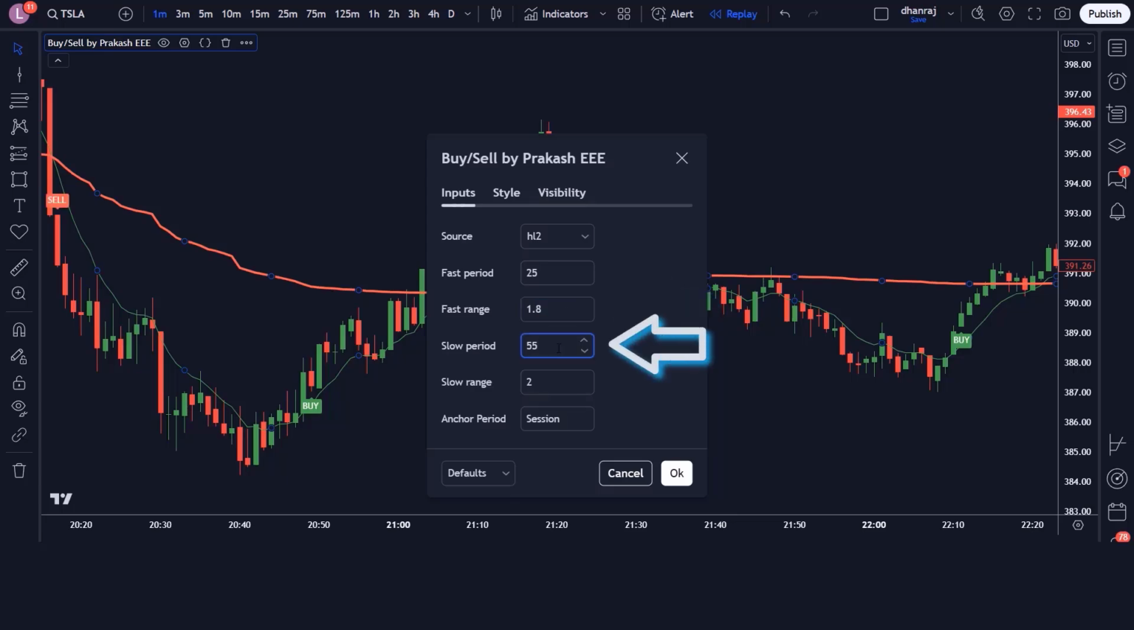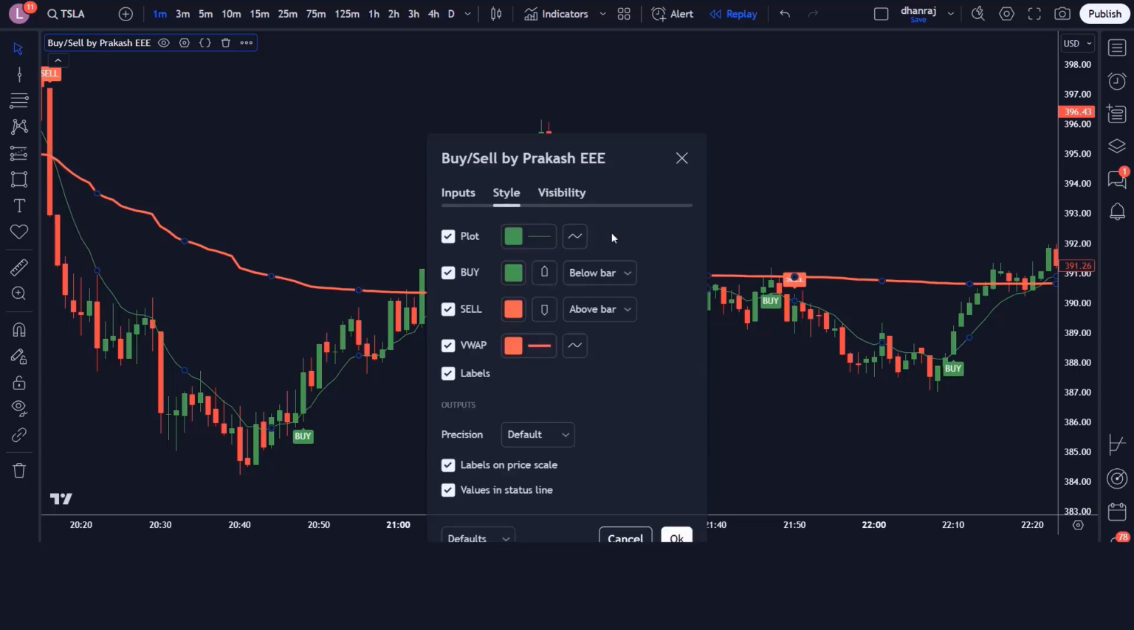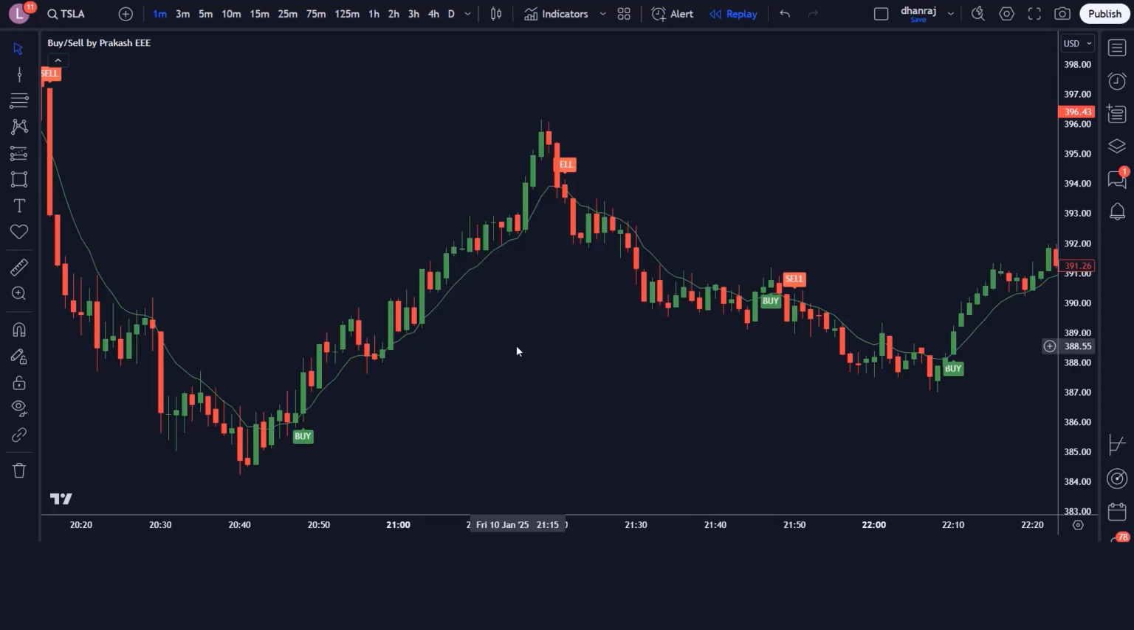We have to change the slow period option from 55 to 25. We have to change the slow range option from 2 to 1. We have to keep this option hidden. After that, we have to apply another indicator on the chart.